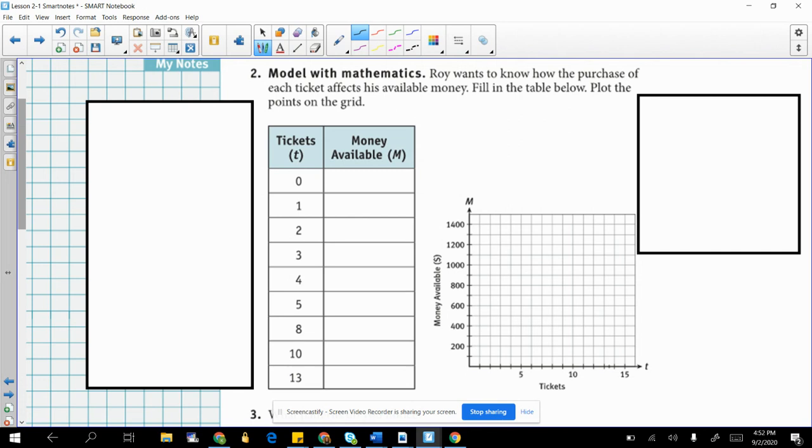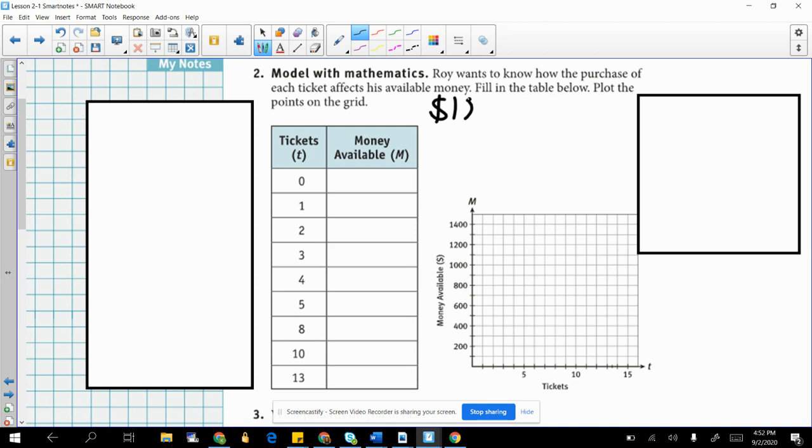So Roy wants to know how the purchase of each ticket affects his available money. Fill in the table below. So right now we're just focusing on the theater tickets or the musical tickets that he's going to purchase. And we know that on average, those cost $100. So what I'd like for you to do is begin filling out this table. So go ahead and pause the video to fill out the table. Be careful when you get right here because there's a little skip in numbers. Okay, so be careful in that section there.